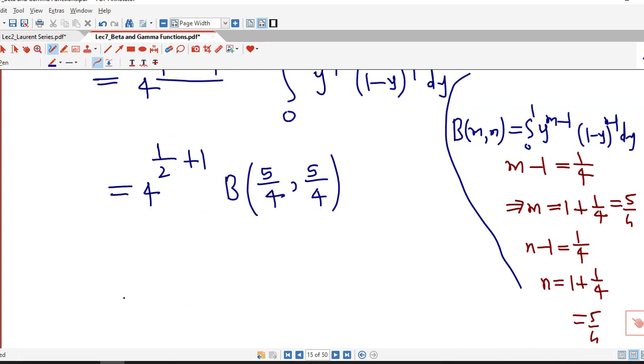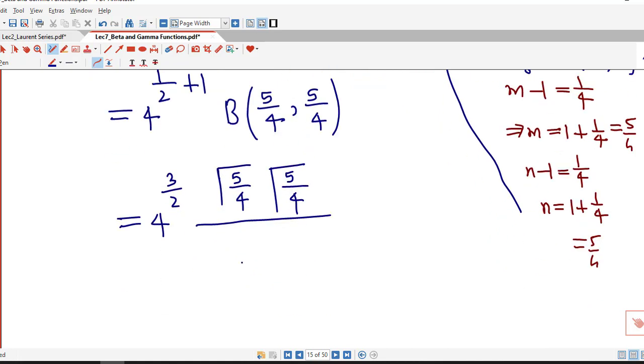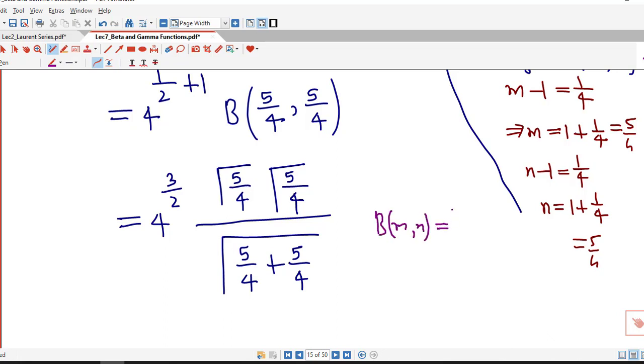So now this is nothing but 4 raised to 3 by 2, and now using the relationship between beta and gamma function, we have gamma m gamma n divided by gamma m plus n, that is 5 by 4 plus 5 by 4. Using the relationship between beta and gamma function, we know that beta mn is given by gamma m gamma n divided by gamma m plus n. Here m and n both are 5 by 4.